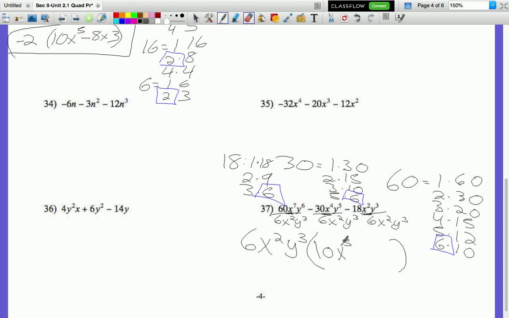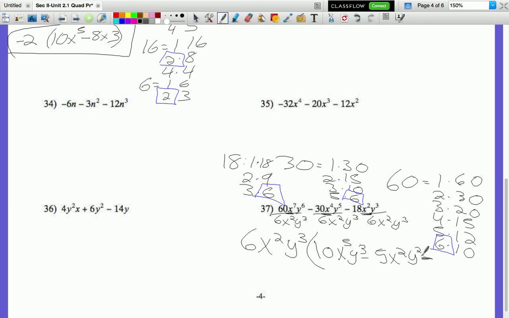Might need a bigger set of parentheses. Let's erase that until we're done. Y to the 6 divided by y cubed. 6 minus 3 is 3. Next, we have our next term. Negative 30 divided by 6 is negative 5. X to the 4th divided by x squared, we take 4 minus 2, we get x squared. Y to the 5th divided by y cubed is 5 minus 3, so y squared.